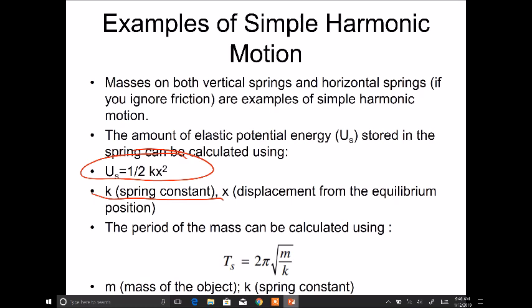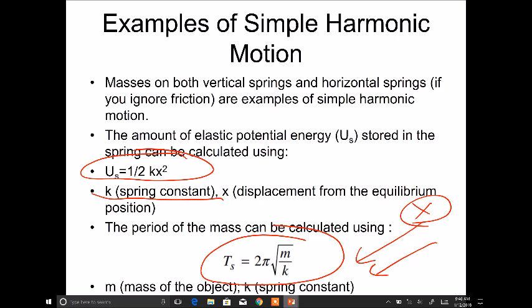So U sub S equals 1/2 K x squared. We can also calculate the period of the mass on the spring using this equation. So T equals 2 pi times the square root of the quantity of mass, m, over K, the spring constant. Notice that the period here does not depend on the displacement.